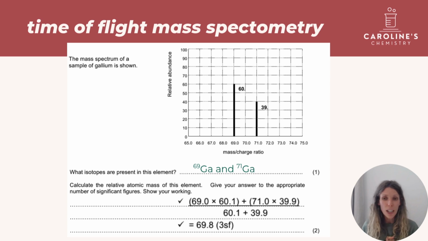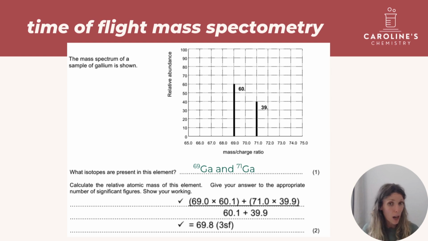Okay, so for this first part of the question, what isotopes are present in this element? What we're doing there is reading off the x-axis, which is the mass to charge ratio. Now, because gallium is an element, it was ionized via the electron impact method. So we take the mass and divide it by that +1 charge. In our case, the mass to charge ratio, mass divided by +1, is the same as the mass. So we can just read off 69.0 and 71.0.